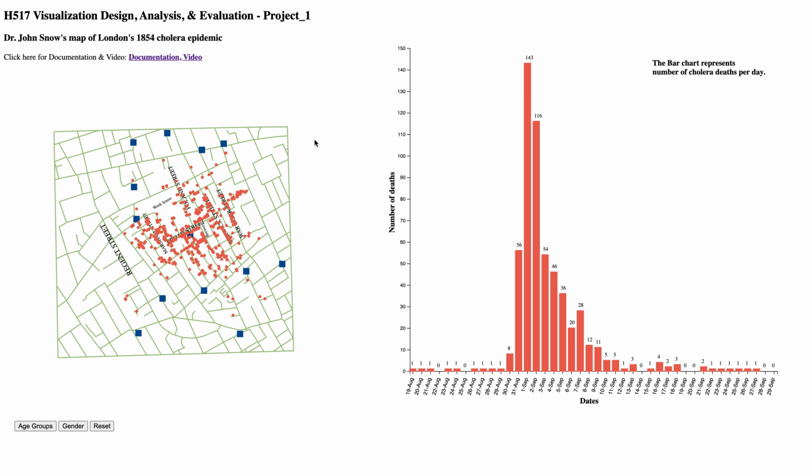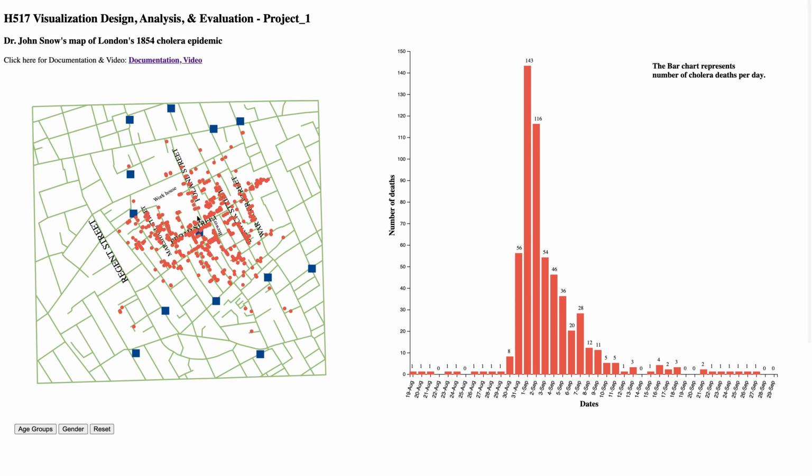So I have made the graph and a map, and I've included three buttons to show two pie charts. Initially, I've made the map using D3 lines. I have taken the JSON that is provided, and I have drawn the map. Then I have implemented squares, where each of these blue squares shows the pumps of the London map, and I have included the names of the major streets and the brewery location where the actual deaths happened. Each of these red dots indicates each of the deaths over here.